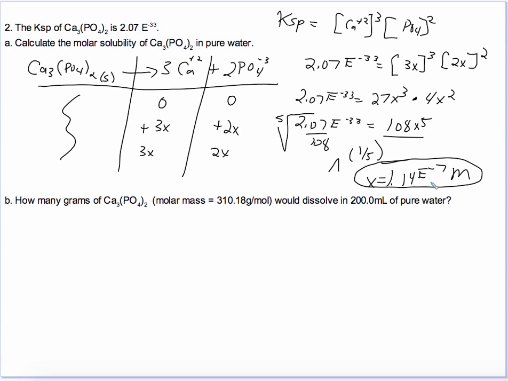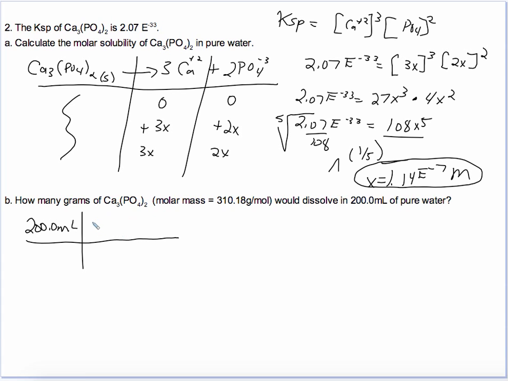Now, once we know the molar solubility, which tells you the maximum number of moles that will dissolve in a given amount, it tells you the maximum molarity you can make a solution at a certain temperature. But anyway, how many grams of calcium phosphate would dissolve in 200 milliliters of pure water?